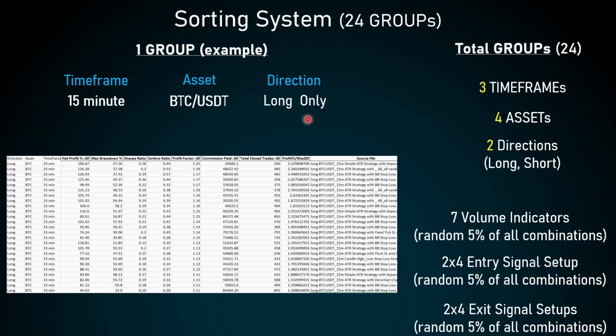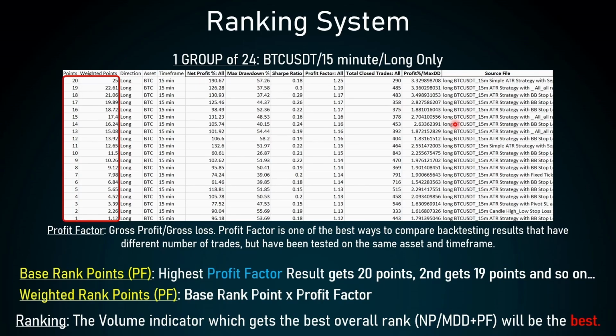So during these backtests I will create different groups. One group example will look something like this. So a group can be, for example, the 15-minute time frame on the BTC/USDT long-only direction. In one group I will put all the backtest results from all the volume indicators I tested. This way we will get 24 total groups, as 3 timeframes times 4 assets times 2 directions comes out to 24. And finally the ranking system.